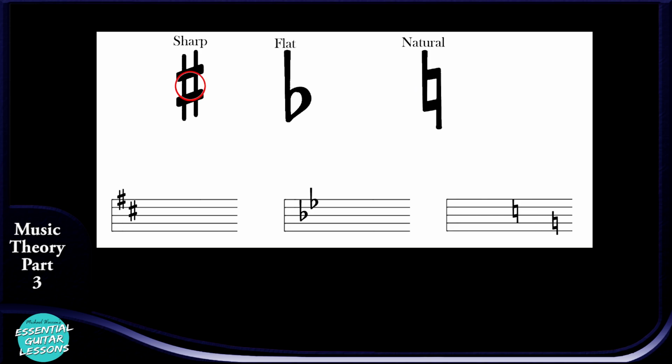So that's quite easy. Our sharp, we just look at the square in the middle and where it's placed, whether it's on a line or a space. For our flat, we just look at the bulb and whether that's on a line or in a space.